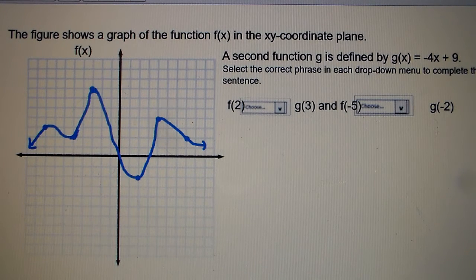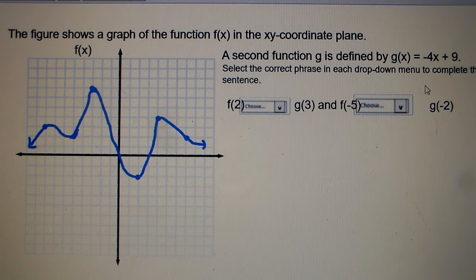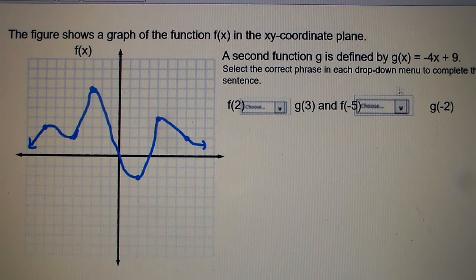So, in this case, the figure shows a graph of a function f of x in the xy coordinate plane. A second function g is defined by g of x equals negative 4x plus 9. To select the correct phrase in each drop-down menu to complete the sentence. So you have f of 2, and it's a drop-down menu. It's going to be either less than, equal to, or greater than g of 3. And f of negative 5 is either less than, equal to, or greater than g of negative 2.